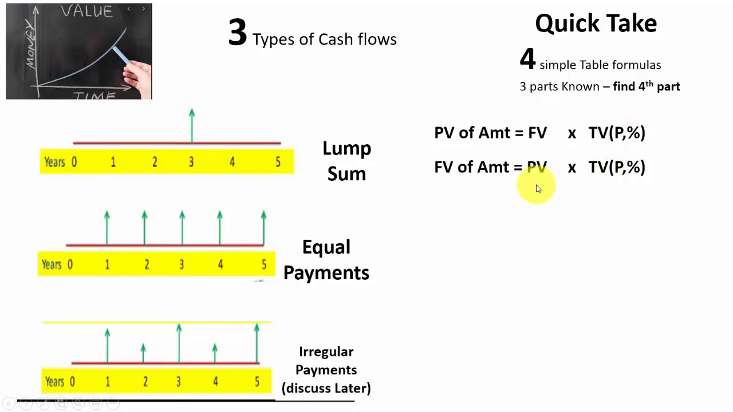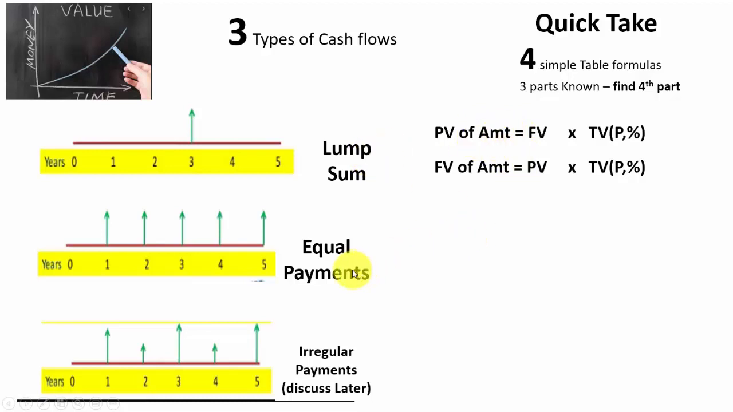If you're dealing with a lump sum, there's also the other possibility, which is the future value of an amount. This formula reads: the future value of an amount is equal to the present value times the table value, which represents a certain number of periods at a certain interest rate. These two formulas are reciprocals of each other. You can basically find either one and you'll come up with the right answer.